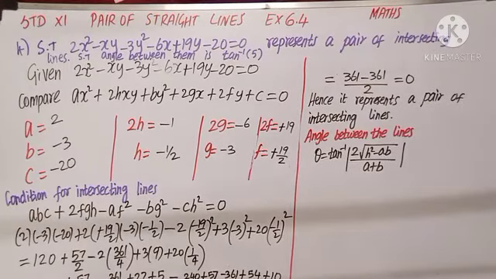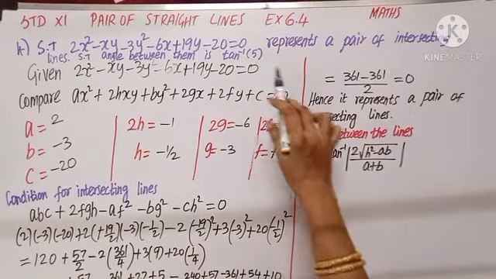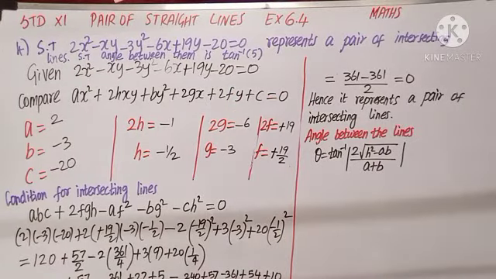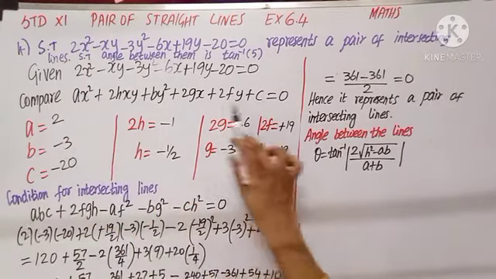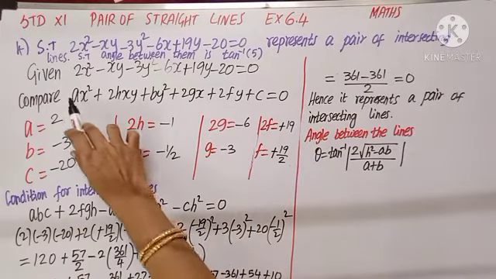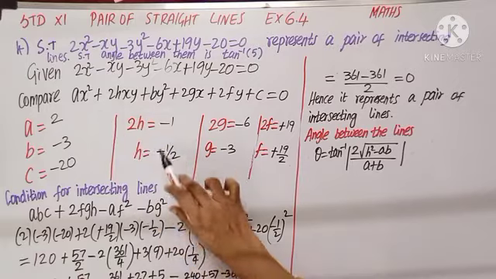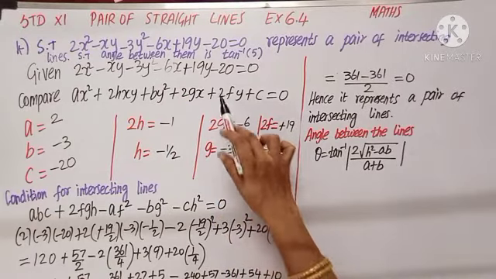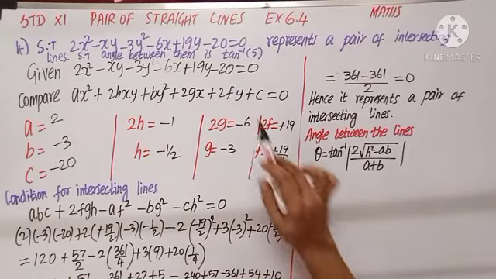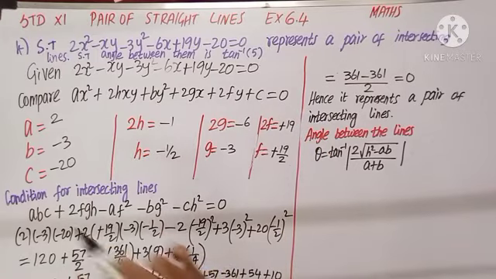Question number 4. Show that 2x square minus xy minus 3y square minus 6x plus 19y minus 20 equal to 0 represents a pair of intersecting lines. Show that the angle between them is tan inverse 5. As we write the given equation, let us compare with the general second degree equation. Identify a 2, 2h is minus 1, h is minus 1 by 2, b minus 3, 2g is minus 6, g is minus 3, 2f is 19, f is 19 by 2, and c is minus 20.